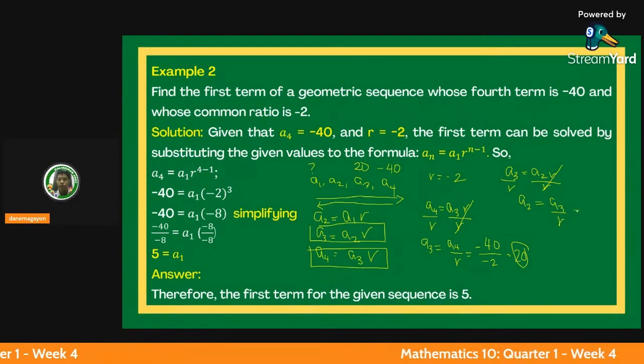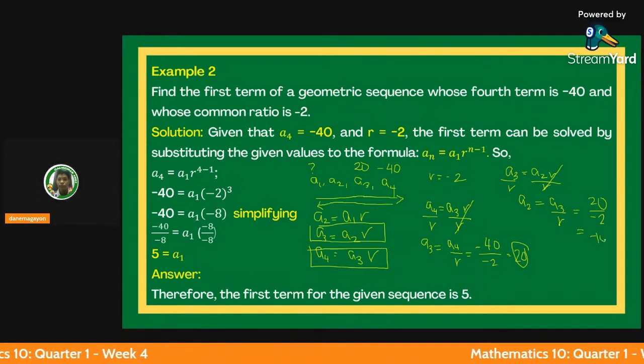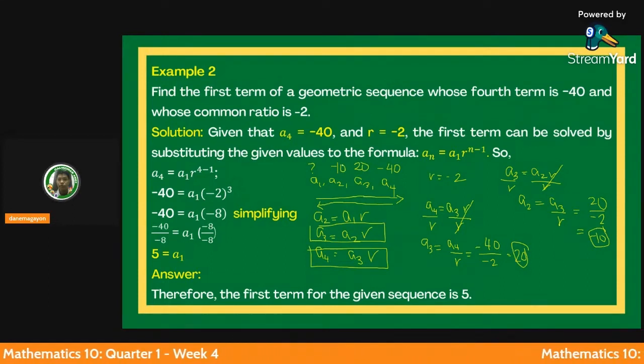Our A sub 3 is 20. Our R is negative 2. So when you divide 20 by negative 2, the corresponding value will be equal to negative 10. So this is our next term. It is now taking shape, the term that we need.